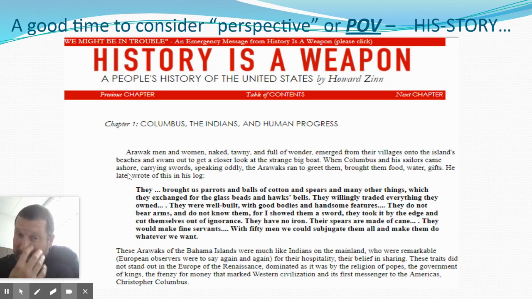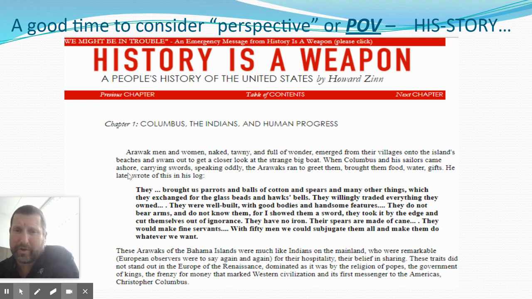All right, as these men, these Arawaks, swim out to greet Columbus. This is Columbus's own words. This is a primary source here within the secondary source of Zinn. And this is what Columbus says about meeting these Indians. They brought us parrots and balls of cotton and spears and many other things, which they exchanged for glass beads and hawks' bells. They willingly traded everything they owned.